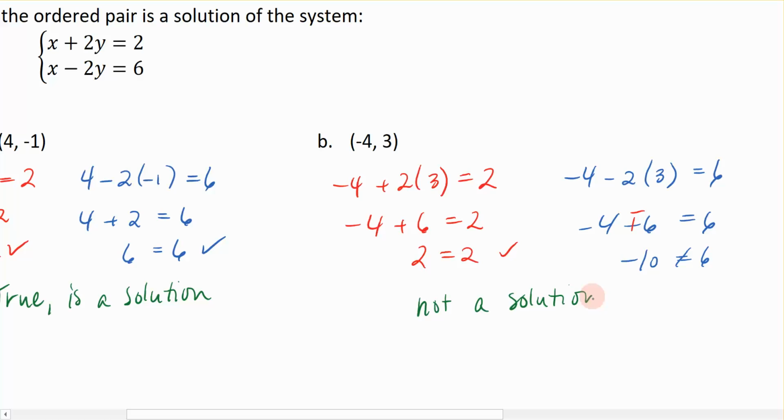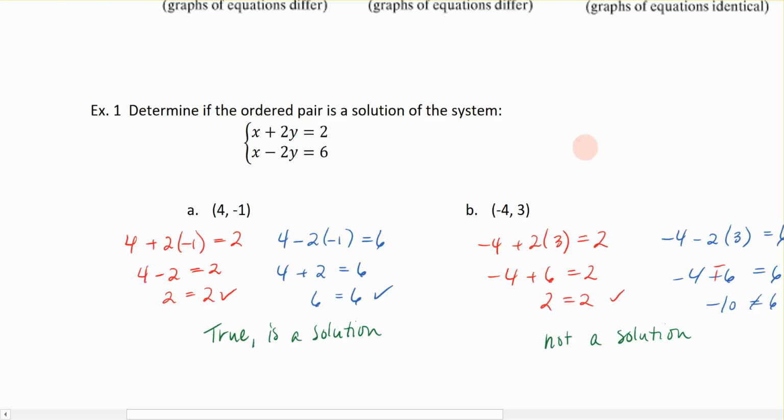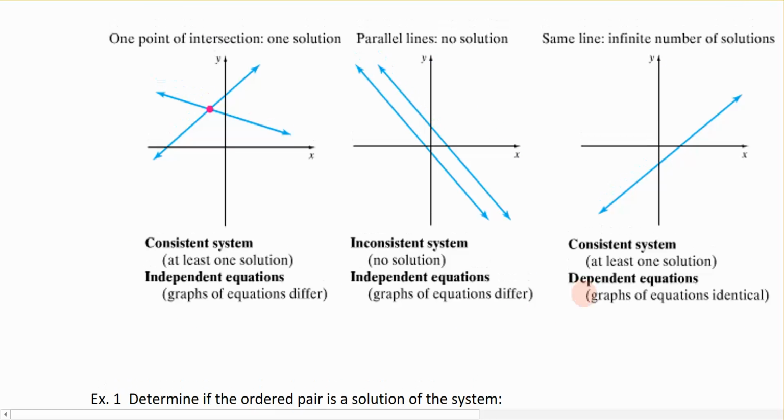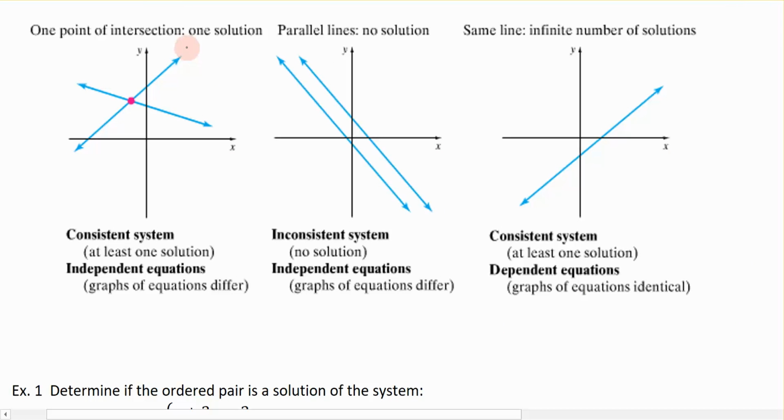And that's how we determine whether or not an ordered pair is a solution to a system that we are looking at. And again, you want to make sure that you remember that we have three possible solutions for my systems of equations.